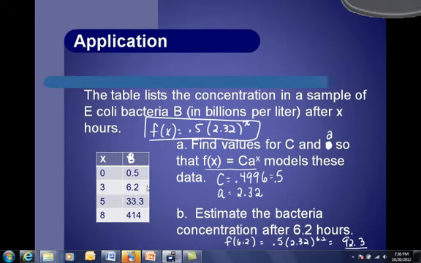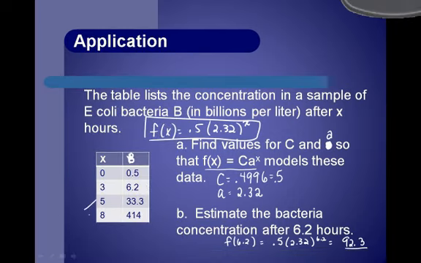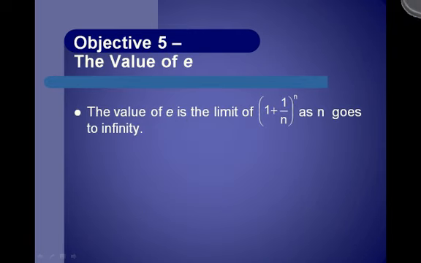Now see, this would make sense because 6.2 would be between 5 and 8 on our x values, which means our y values are going to be between 93 and 414. So that's how we do the regression, just like we have been doing it, except this time we're going down to exponential. Objective 5, the value of e.